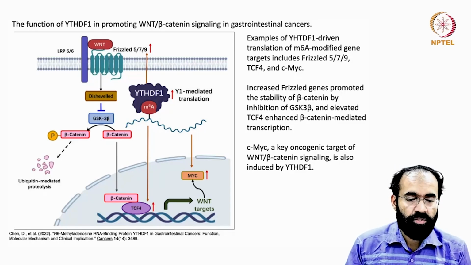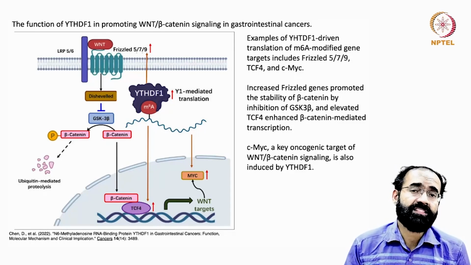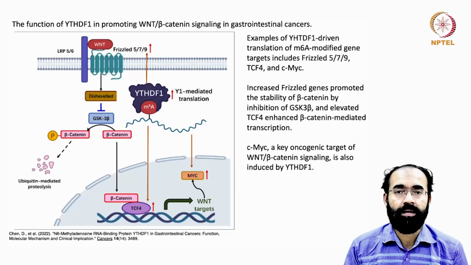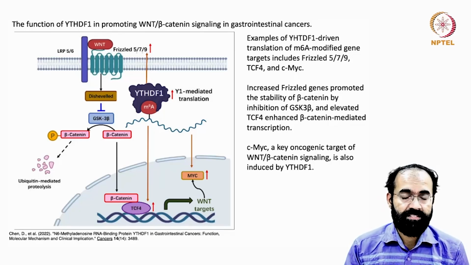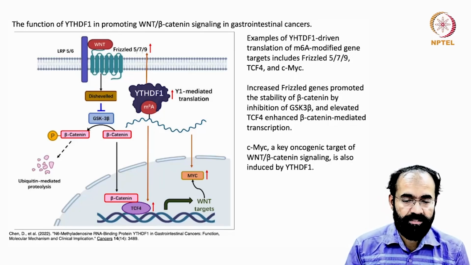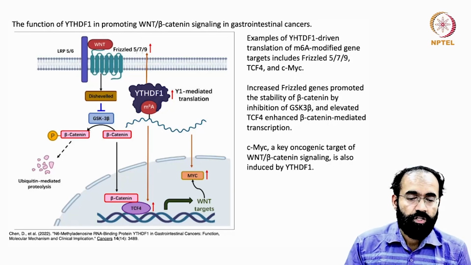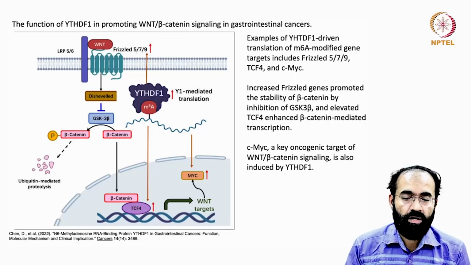gastrointestinal cancers. In the previous class I mentioned verbally the basics of the Wnt signaling mechanism, and let us see it in a pictorial manner here. So you have this receptor that is called frizzled. Different types are there: frizzled 5, frizzled 7, frizzled 9, like that. And it also has a co-receptor, LRP 5/6. So LRP is the co-receptor, frizzled is the main receptor.